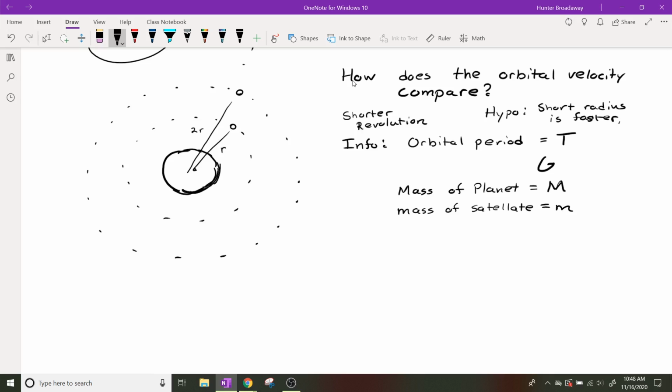Mass of the satellite would be little m. Since that's in the gravitational formula, we'll go ahead and put it in there. I cannot spell satellite apparently. It's the mass of the satellite. Fair enough.